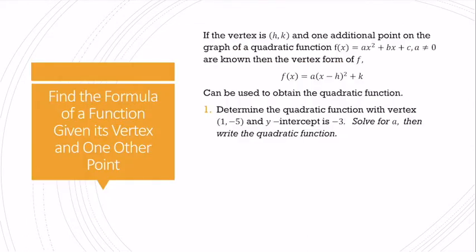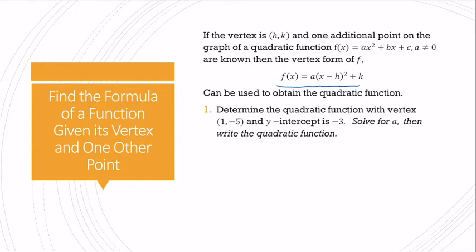We can also use the vertex form formula to find a function given its vertex and another point. So if our vertex is h, k, and I'm given one additional point on my quadratic, I can use this form, f of x equals a times x minus h squared plus k, to obtain the quadratic function. So what we're going to do is plug in our points and then we can solve for a. So how do I do this?